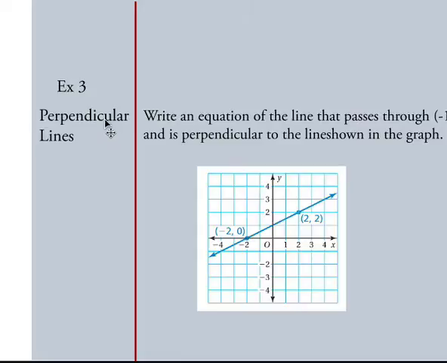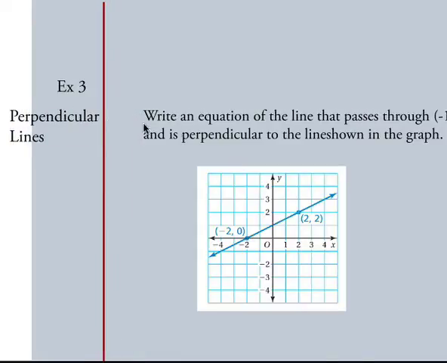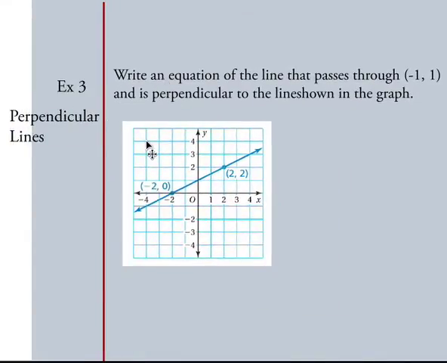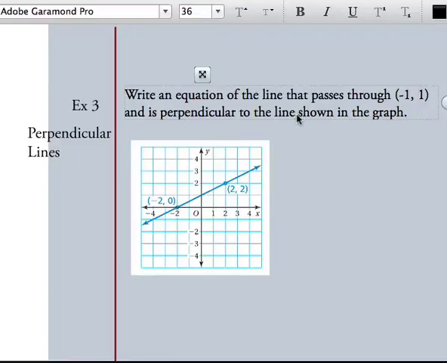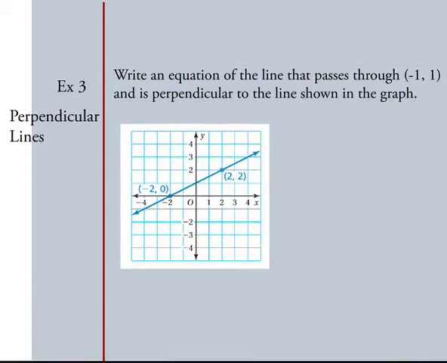Next one is dealing with perpendicular lines. It says write an equation of the line that passes through -1, 1 and is perpendicular to the line shown in the graph. So we do have a point. Unfortunately, it's -1, 1. It's not the y-intercept. And we can get the slope. The slopes of perpendicular lines are negative reciprocals of each other. So let's find this slope first.